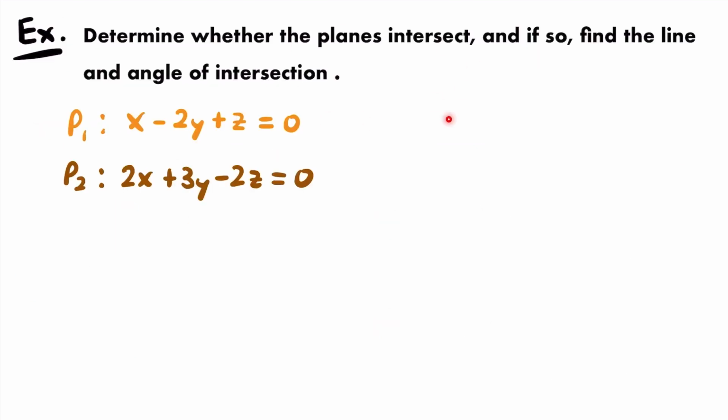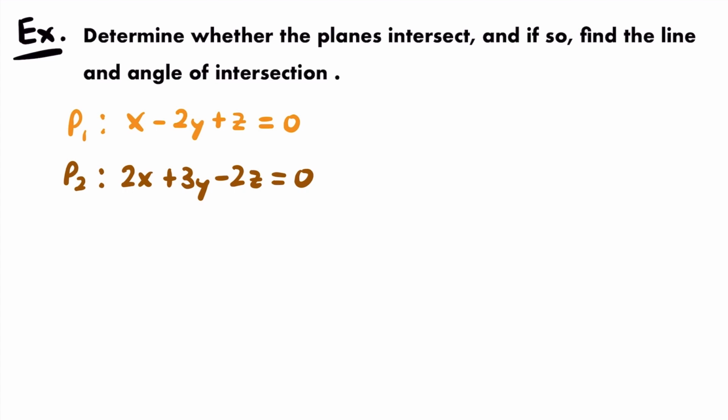All right, so here's our example problem. This is also the last example for this video. We want to determine whether the planes intersect, and if so, find the line and angle of intersection. Okay, and so we have two planes here, plane 1 and plane 2. Plane 1 is x minus 2y plus z equals 0, and plane 2 is 2x plus 3y minus 2z equals 0. And so the first thing that we want to do here to determine if these planes intersect is see if they're parallel. Because if they are parallel, then they don't intersect, and there's no line of intersection.